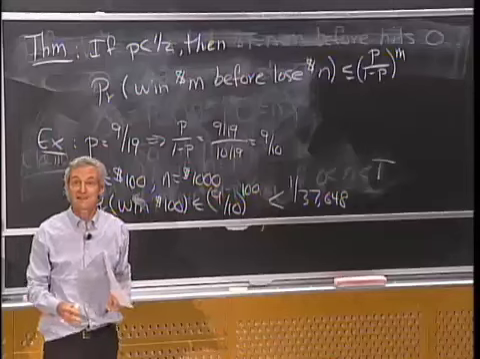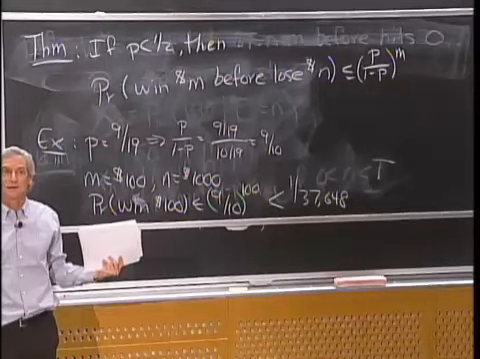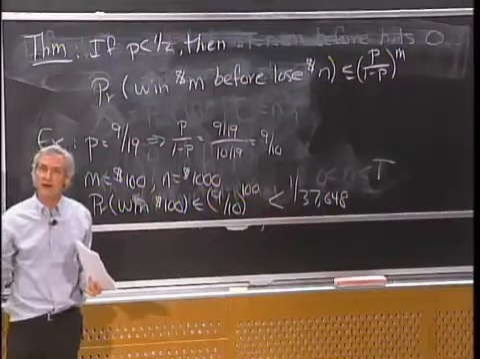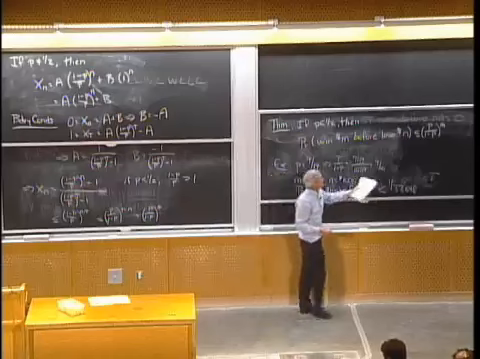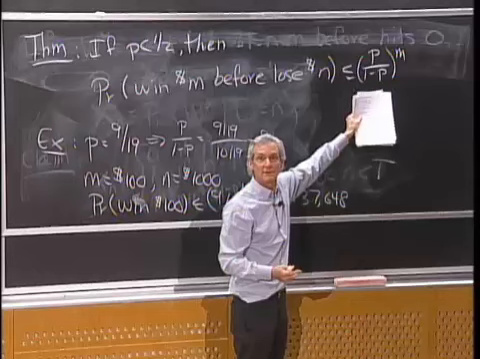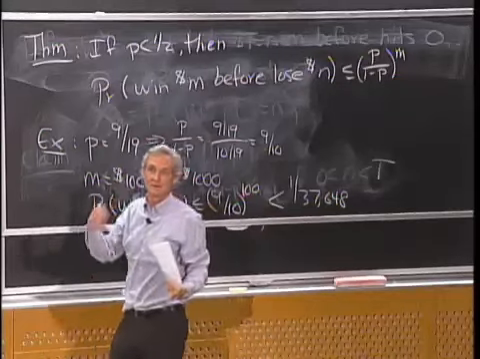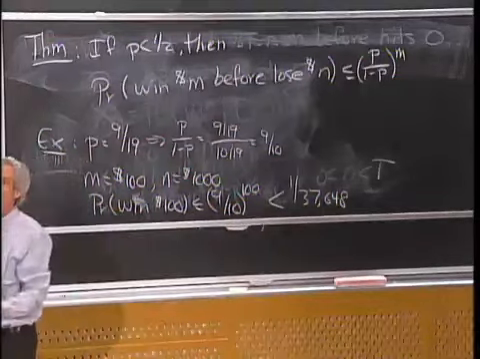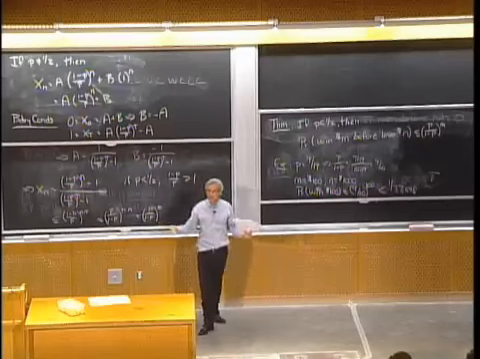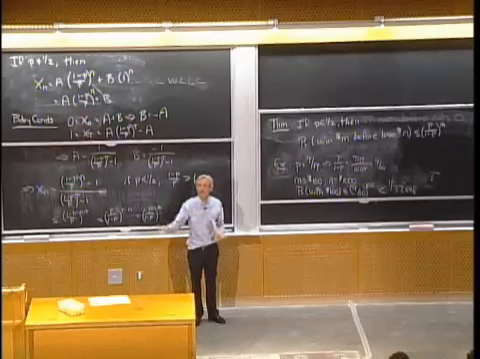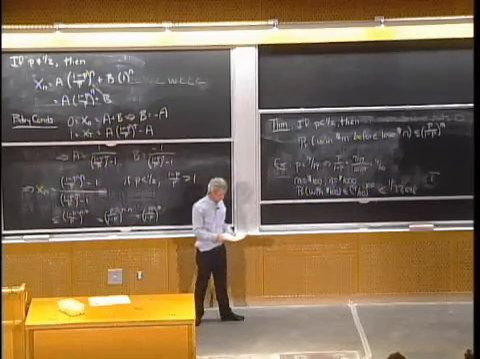Yeah, the formula has nothing to do with n. You could come with $100 trillion in your wallet, and it doesn't improve this bound. This bound only depends on what you're trying to win, not on how much you came with. So no matter how much you come with, the chance you win $100 before you lose everything is at most 1 in 37,000.